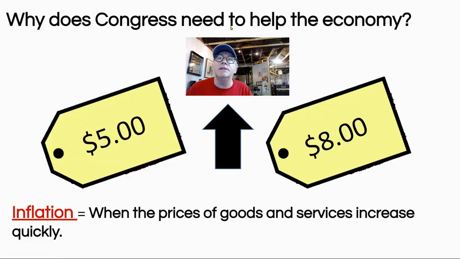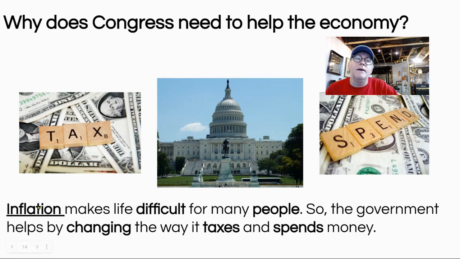Why does Congress need to help the economy? Well, during times of inflation, when the prices of goods and services increase quickly. Imagine if today to go to McDonald's is $5 and next year it's $8, then the price went up $3. That is a very rapid price increase. That is an example of inflation. Prices going up quickly. Inflation makes life difficult for many people, so the government helps by changing the way it taxes and spends money.